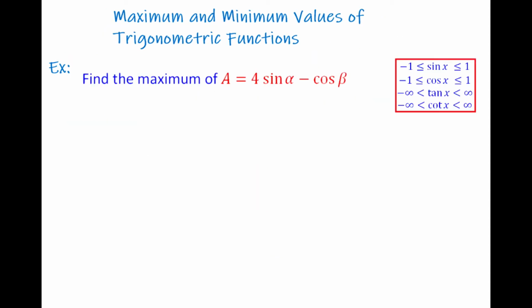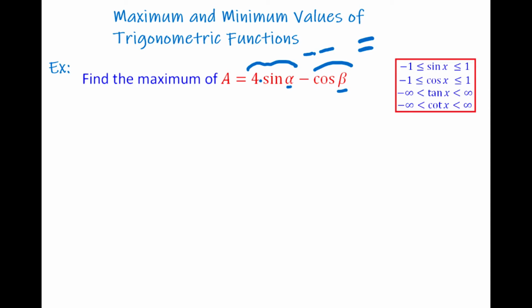Find the maximum of a, where a is equal to 4 times sine alpha minus cosine beta. In order to make this a maximum, guys, because here we have positive, we will make this part positive, and we're going to make this part negative. Why? Because negative times negative is going to be positive, and the total result is going to be highest in this case. Because those angles are different, one of them is alpha and the other one is beta, that means I can select different values.